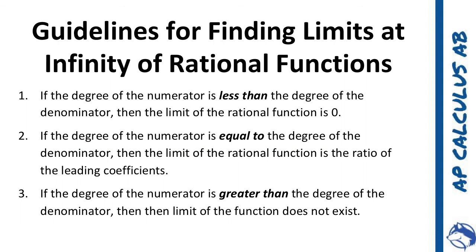So here are just some guidelines for finding limits at infinity of rational functions, and we just summed it up with some examples. If the degree of the numerator is less than the degree of the denominator, it's always going to be equal to 0. If the degree of the numerator is equal, then it's the ratio of the leading coefficients. And if the degree of the numerator is greater than the degree of the denominator, it does not exist.